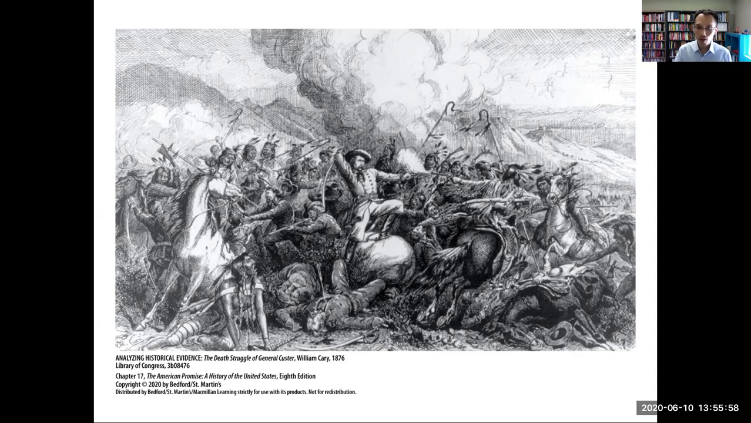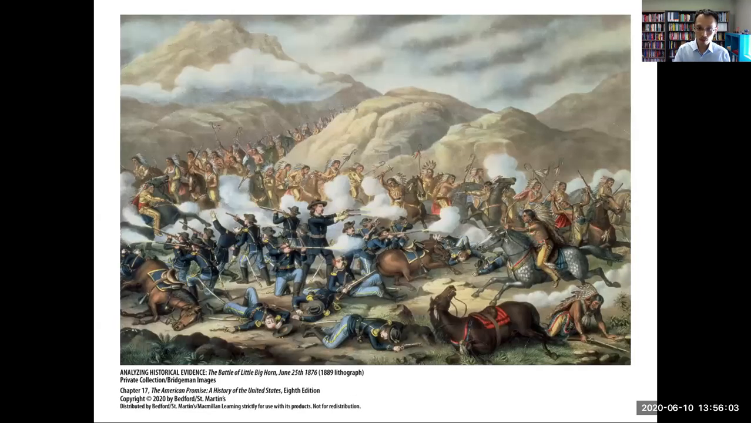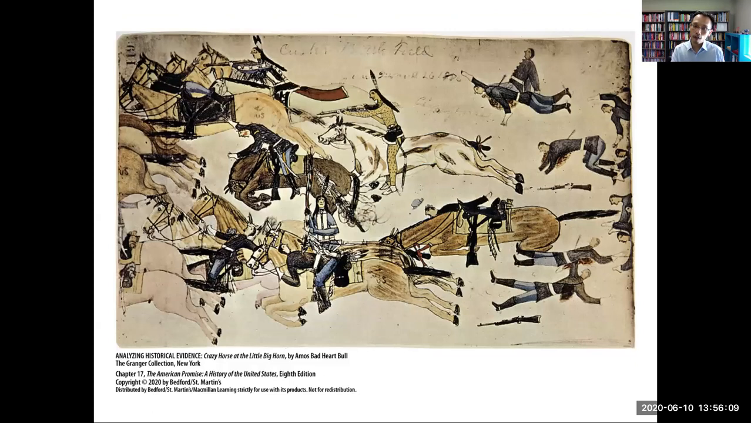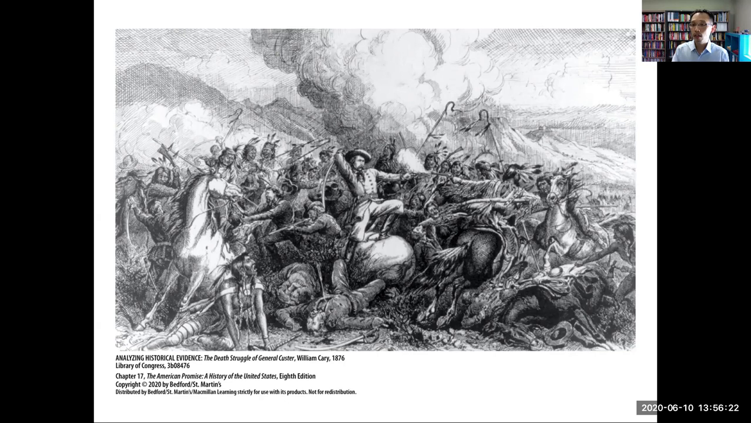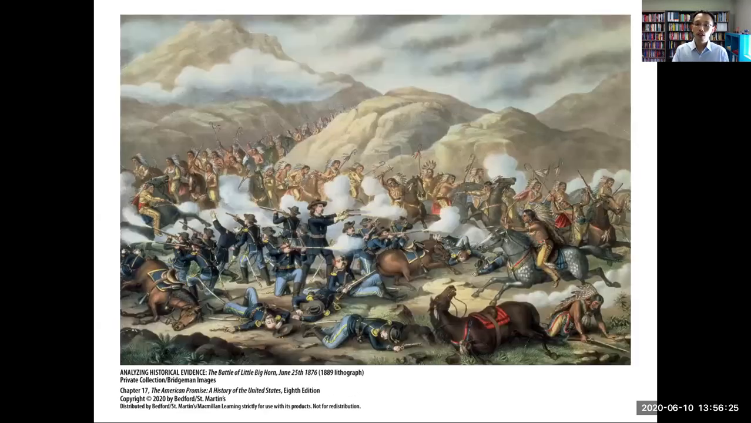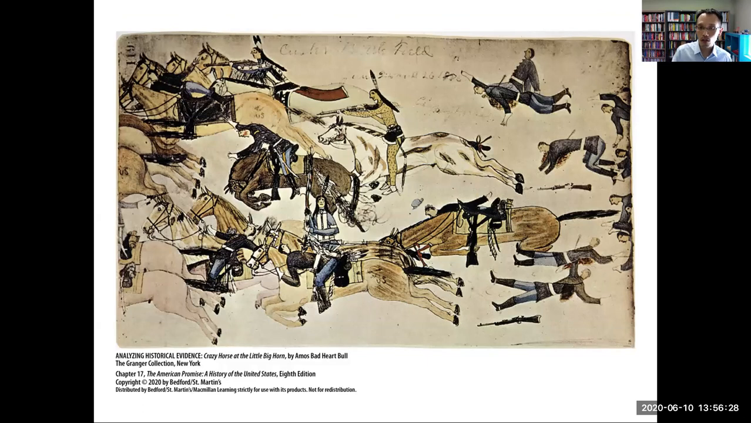And as you can see, there are both Anglo lithographs, this one and this one, versus an Indian version of the way that they depicted what happened at the Battle of Little Bighorn. So as you look at these images closely, I'd like you to think about what the different depictions tell you about how the whites versus the Indians perceived what happened there differently. Who were the heroes? Who is at the center of these images? How are the opponents being represented?